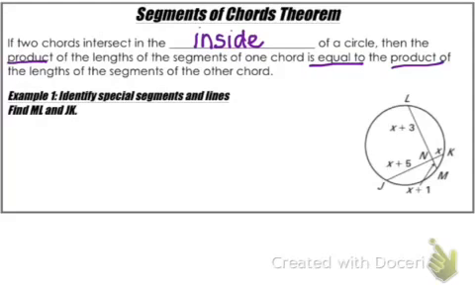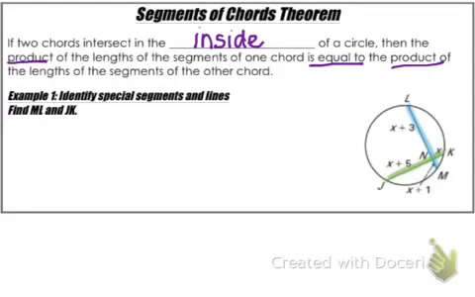So we have two chords inside of this circle. We have the chord LM and we have the chord JK. So those are the chords, the total segment lengths that we're going to be solving for. But in order to do that, we need to break it up into individual segments of each chord. Now the two chords intersect at point N, so that's going to create our two segments per each chord.